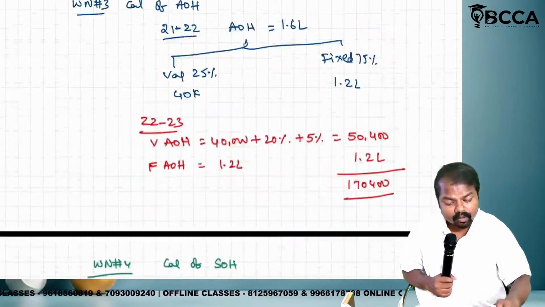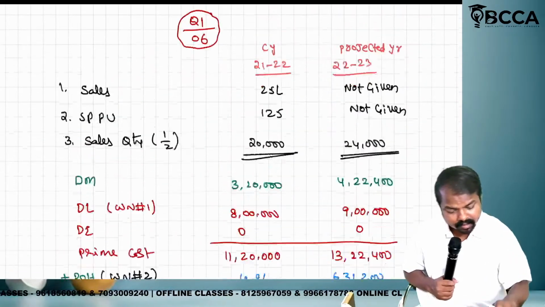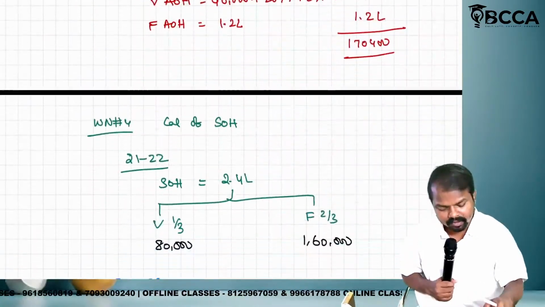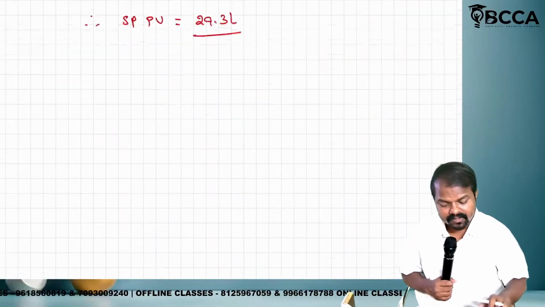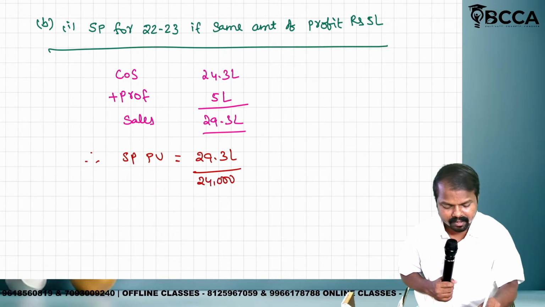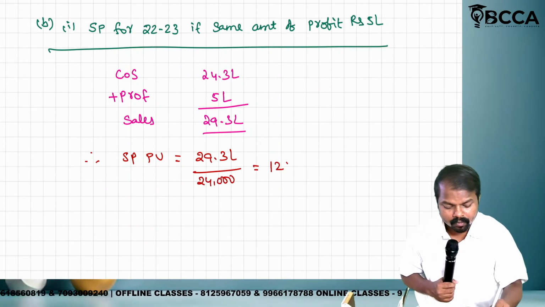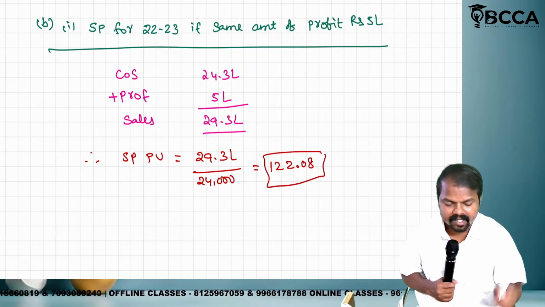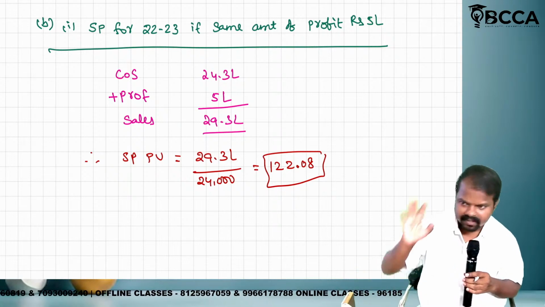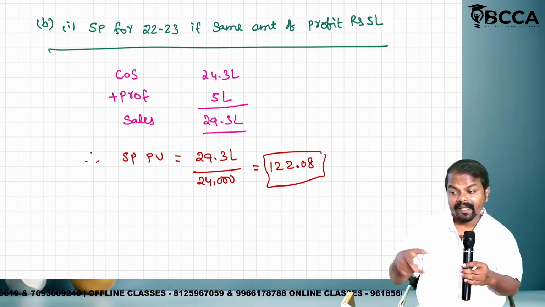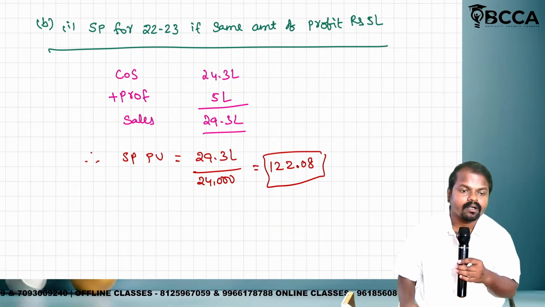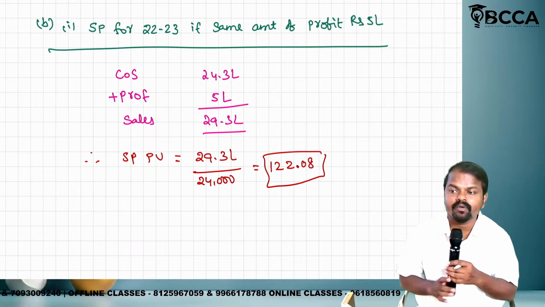How many units are we going to manufacture? We calculated it in the beginning itself: 24,000. So the selling price per unit is equal to 29 lakh 30,000 divided by 24,000. How much? 122.08. This is the answer. Very simple, my dear friend. They are asking how much profit you earned last year. The same profit I want. If I increase production to 24,000 units, then the selling price will be 122.08.